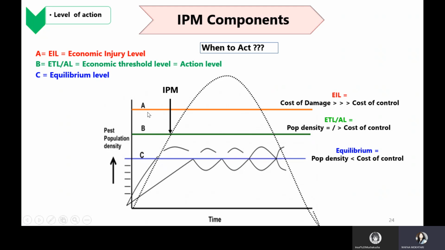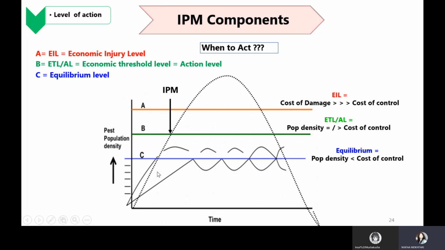There is another level which is A, and A is the economic injury level. In the economic injury level, the population is much higher, and the damage, the defoliation or the diseases caused, is much more important. And here it is really too late. Even if you invest, it will be kind of late because you have much injury, you have much damage, and it's really hard to save your crop.